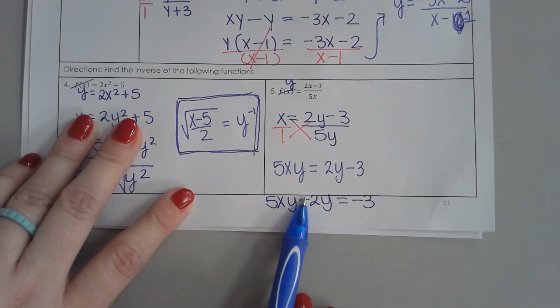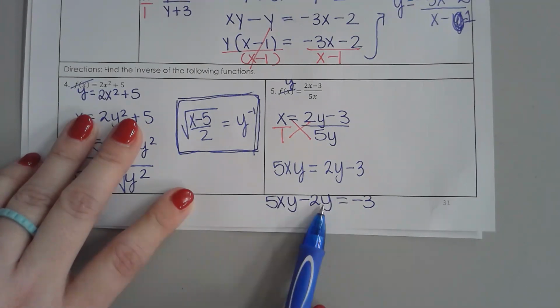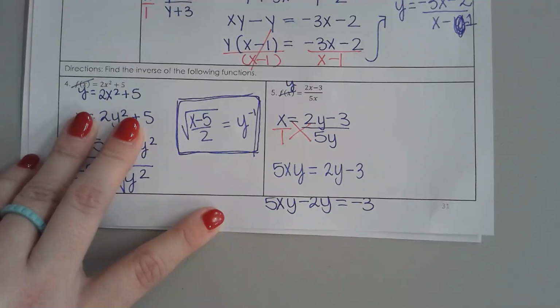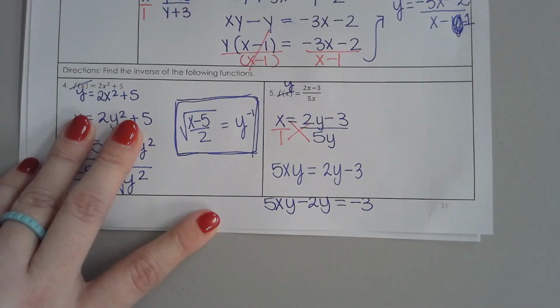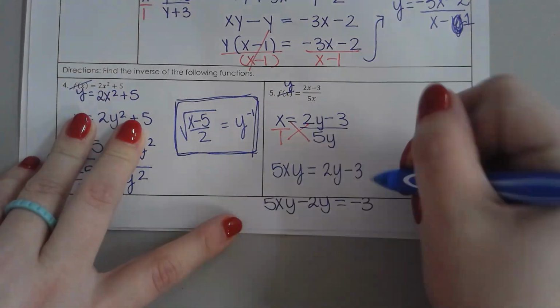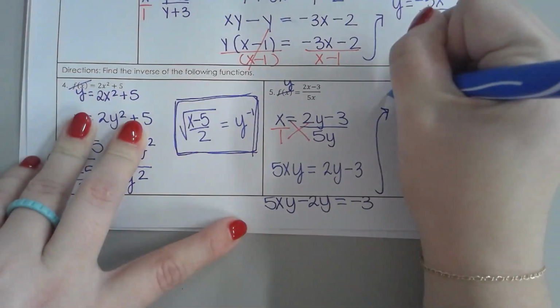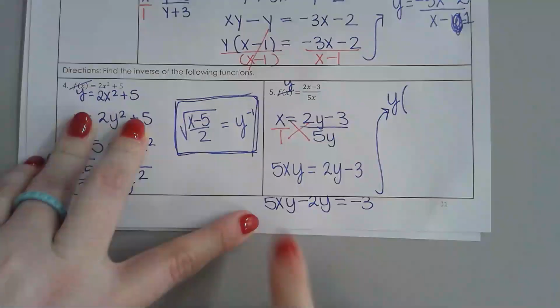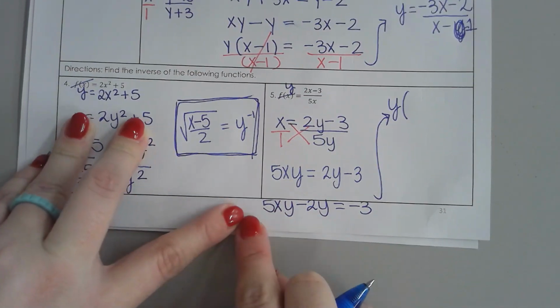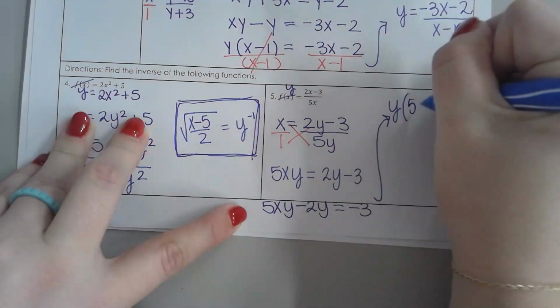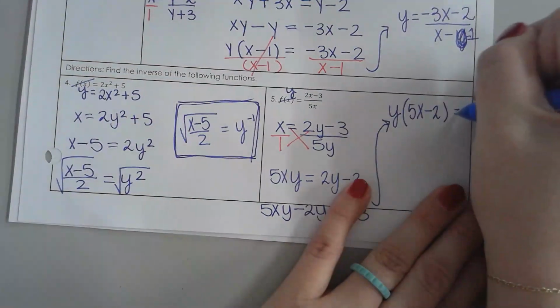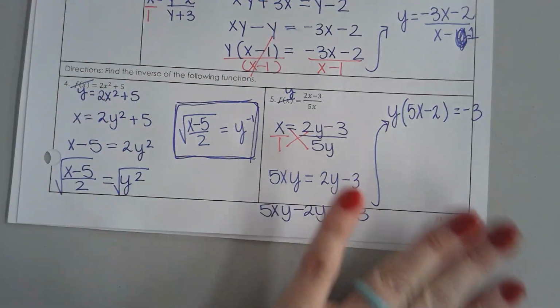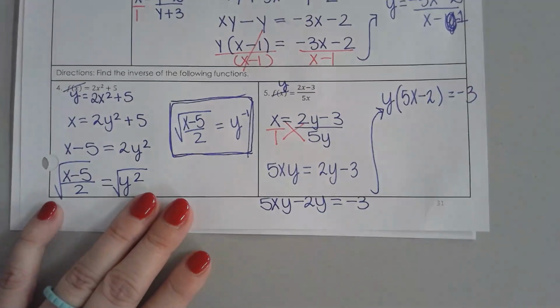Can't combine because this has xy, this one just has y. So you can't combine those. What does step 4 say? Factor out a y. So y. So I'm going to take the y's and basically move them to the front. And I'm left with 5x minus 2. Equals negative 3.